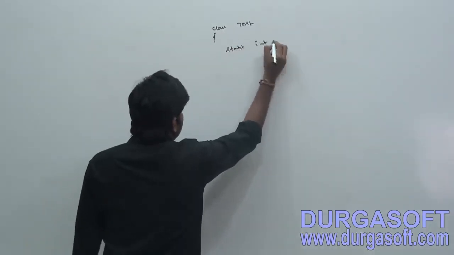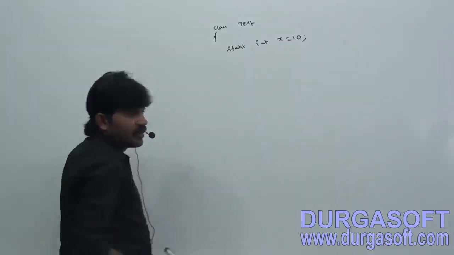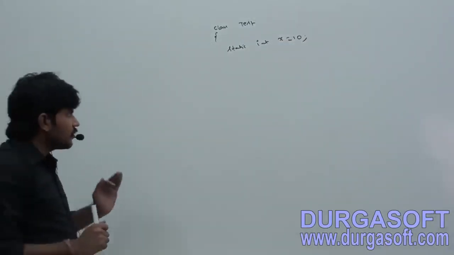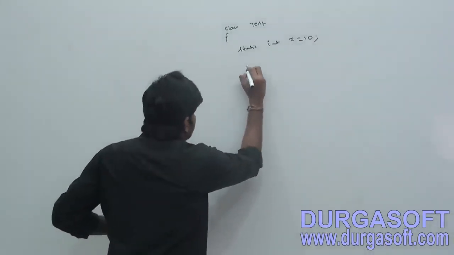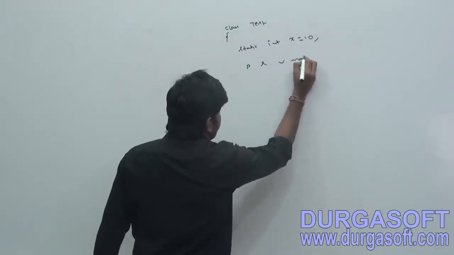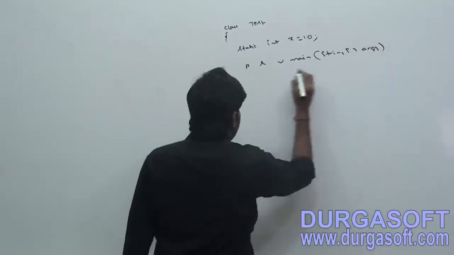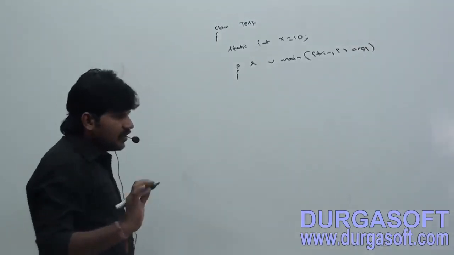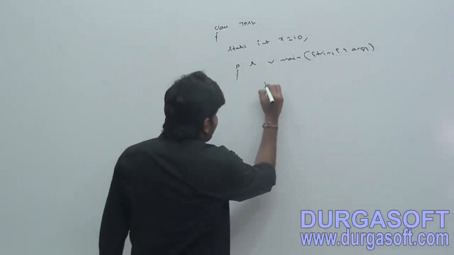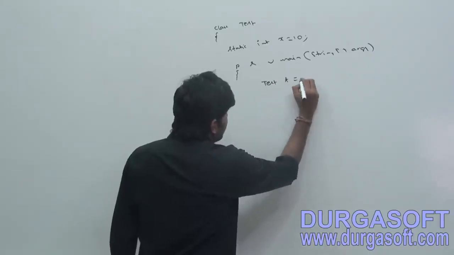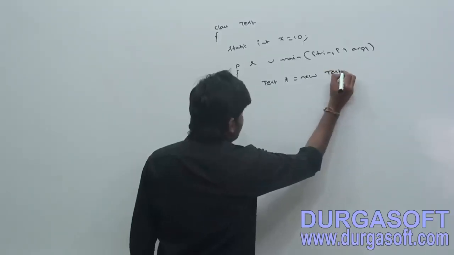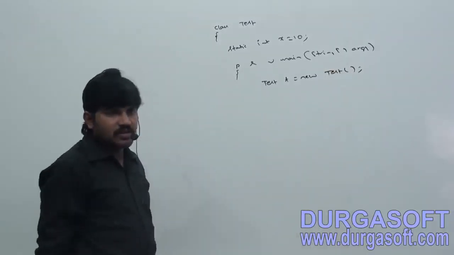Static int x is equal to 10. Class Test, static int x is equal to 10. Now the target here: public static void main method, String array args. Sir, here can you tell, Test t is equal to new Test?